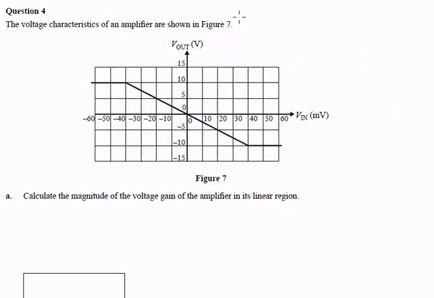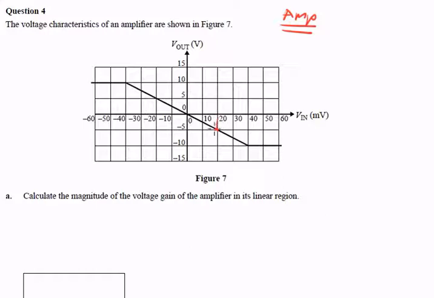Right, I see this graph and I know straight away this is an amplifier question. And just like most other questions, when they start with this graph, they ask you to calculate the voltage gain of the amplifier in its linear region. So this is always the bit in the middle. So I can just pick any 2 points to work out the gain.